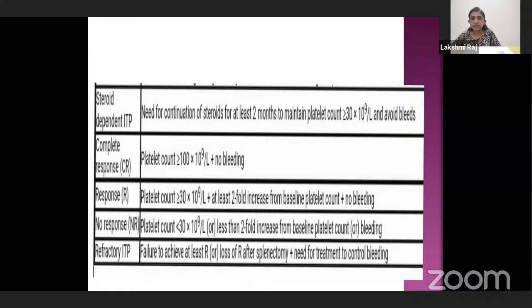Then what is complete response? Complete response means the platelet count has become normal. That is, it has become more than 1 lakh. There is no diagnosis of thrombocytopenia. That is complete response, and the child will be having no bleeding.